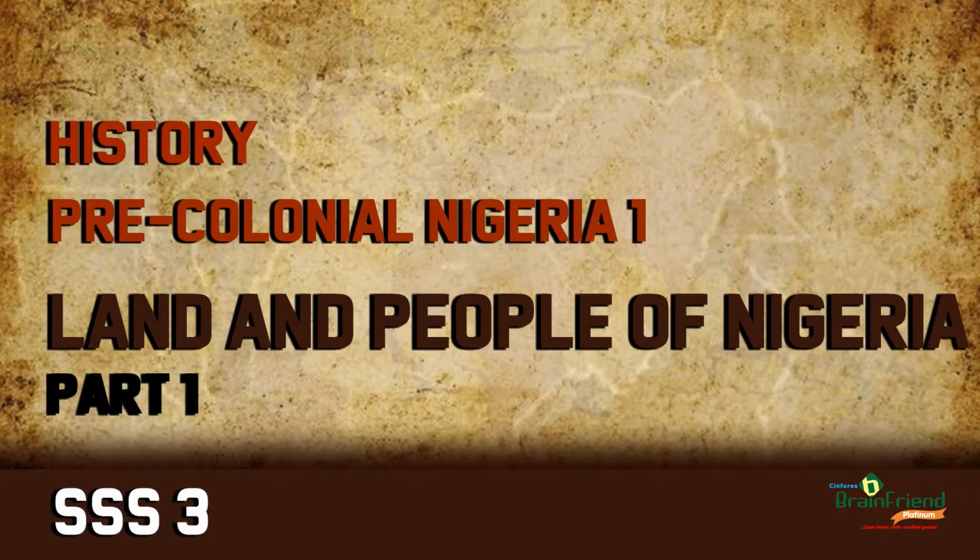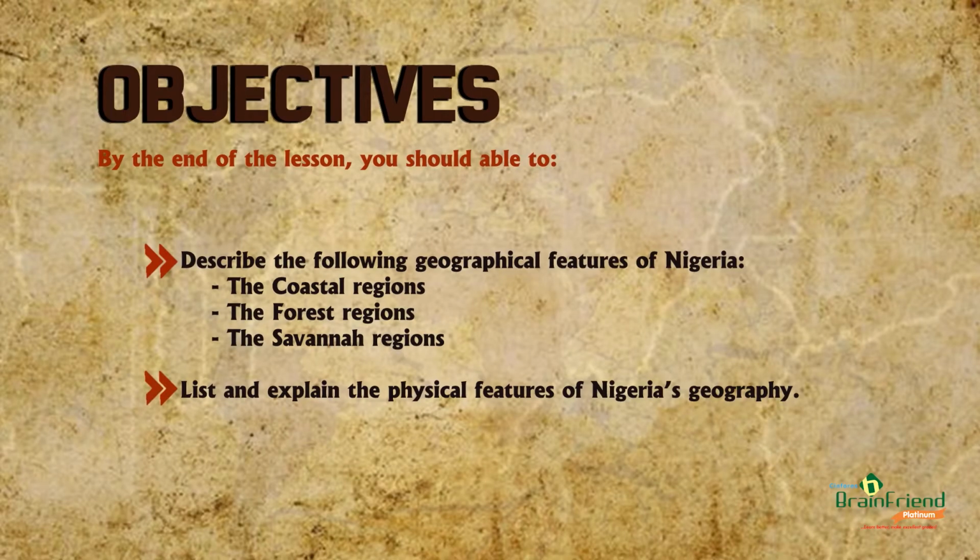Our theme for today is Pre-Colonial Nigeria 1, while our topic is Land and People of Nigeria Part 1. By the end of this lesson, you should be able to describe the following geographical features of Nigeria, which include the coastal regions, the forest regions, and the Savannah regions. Also, you should be able to list and explain the physical features of Nigeria's geography.